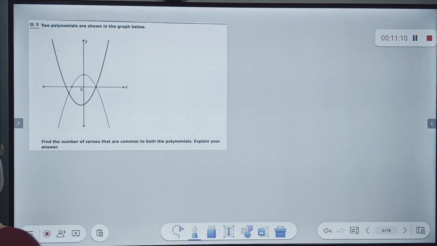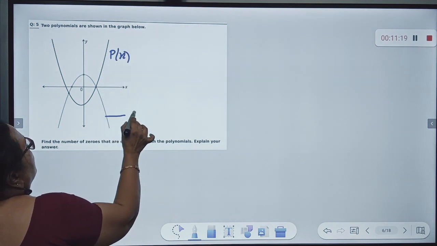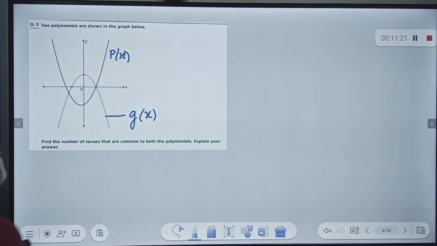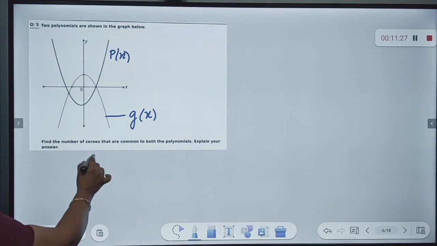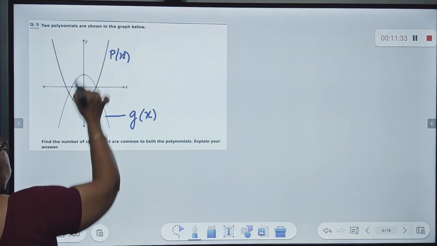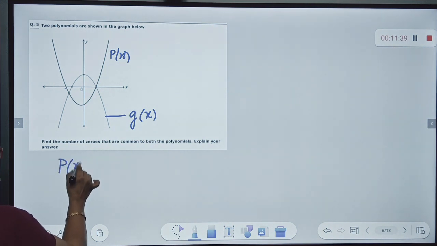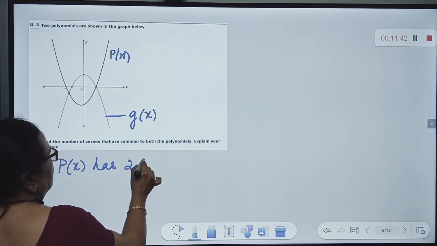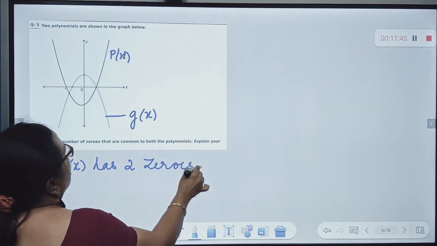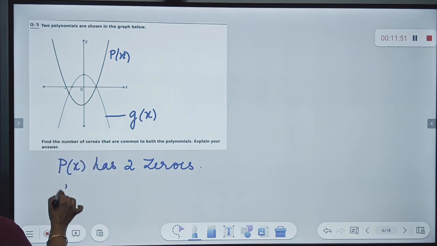Now, two polynomials are shown in the graph below. You can see this is one polynomial p of x, and this is another polynomial, let us say g of x. Now let us study the polynomials first, and then we will find the number of zeros that are common to both the polynomials. If I look at the first polynomial, p of x, how many zeros does it have? It has 2 zeros. If I study the polynomial g of x, how many zeros does it have? g of x also has 2 zeros.